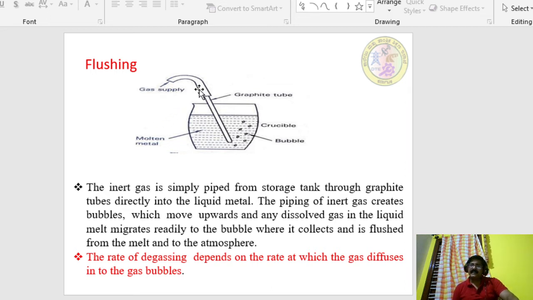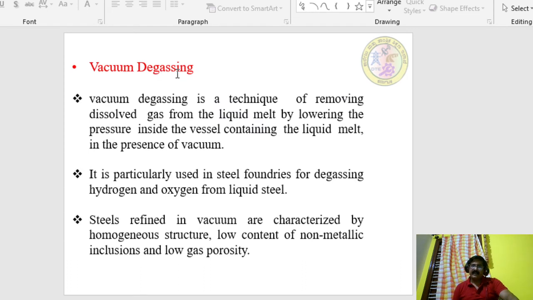The rate of degassing depends on the rate at which the gases diffuse into the gas bubbles. This is one of the most popular methods, which we call flushing. And vacuum degassing, again, is a most popular technique for removing dissolved gases in the molten metal by lowering the pressure inside the vessel, that is, in your crucible containing liquid metal, under the presence of vacuum. By supplying a certain vacuum, we can extract the gases which are present inside the molten metal.